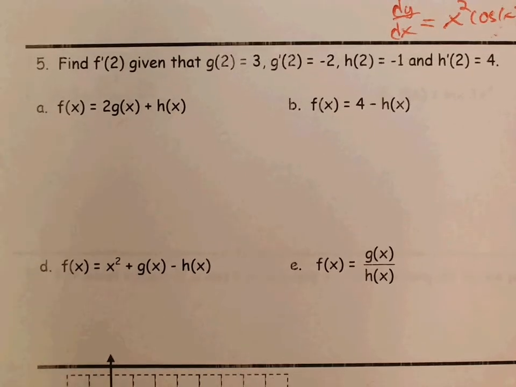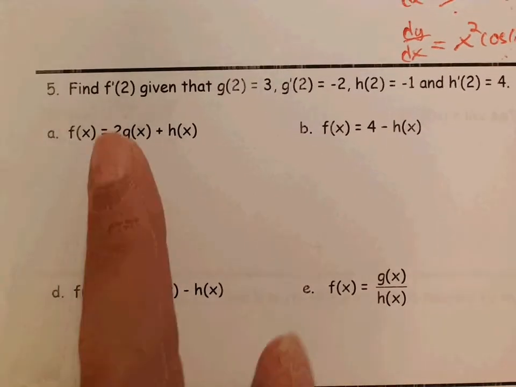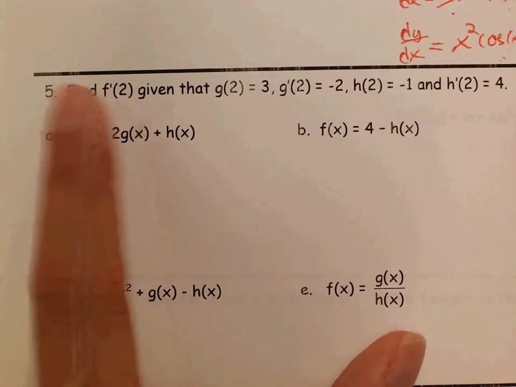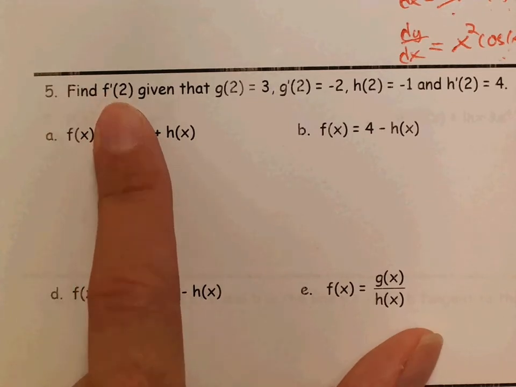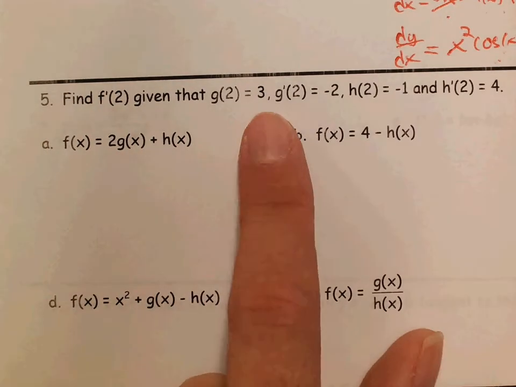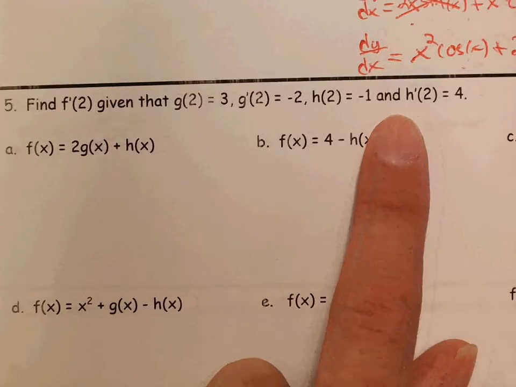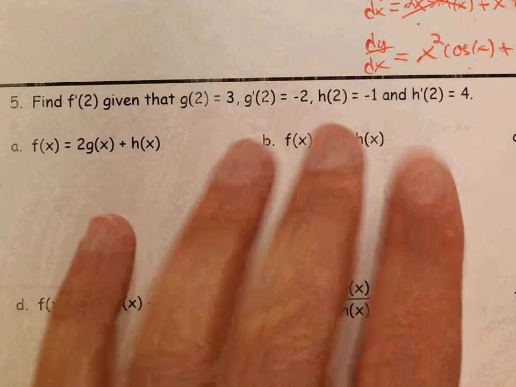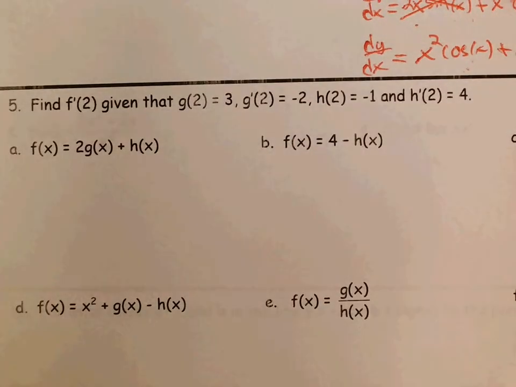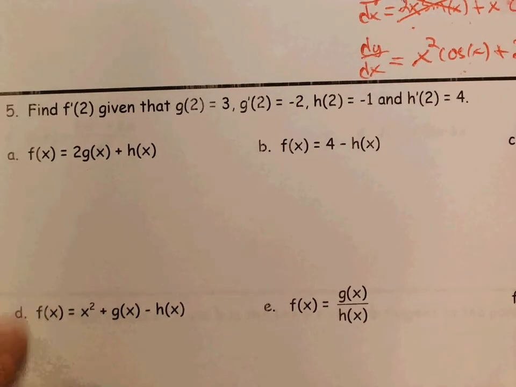I'm going to do f. It says find f prime of 2. That means we're going to take the derivative of f and plug in 2 for x. Given that g of 2 is 3, g prime of 2 is negative 2, h of 2 is negative 1, and h prime of 2 is 4. We're not actually going to use any of this at first, because you can't plug in at the beginning. You need to wait till after you've done the derivative to plug it in.